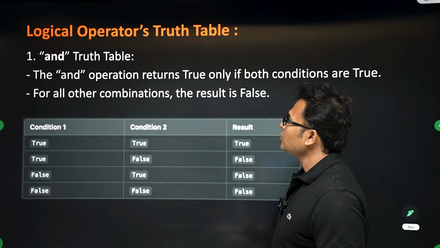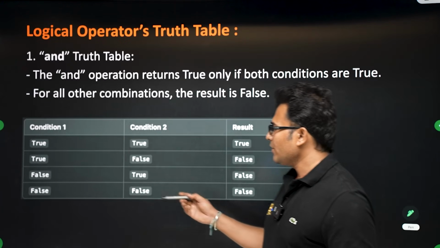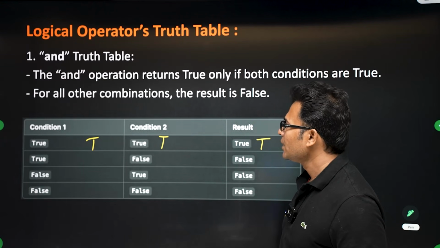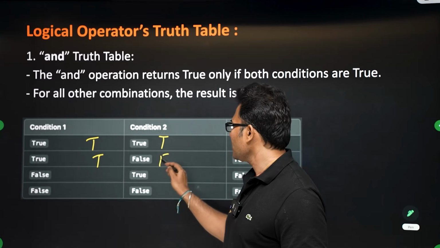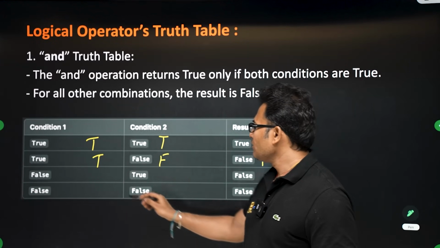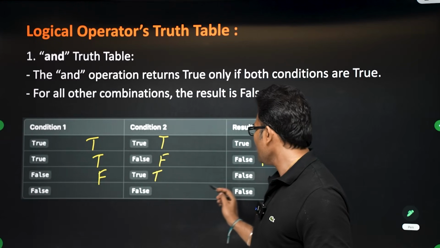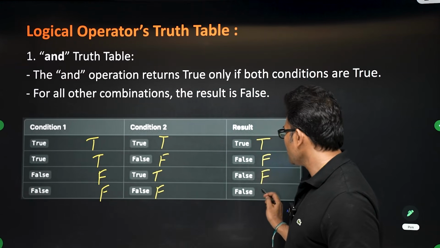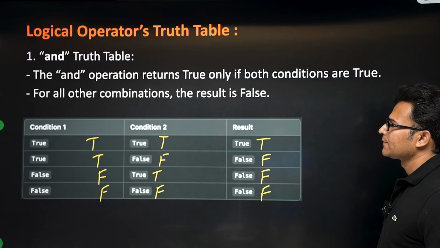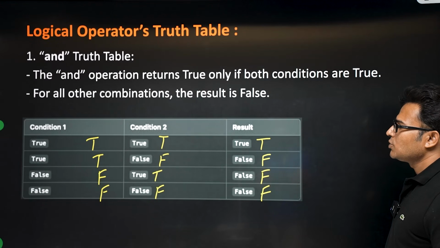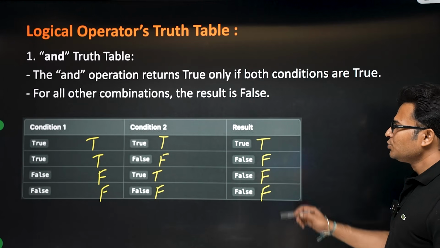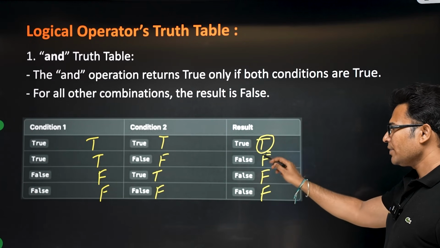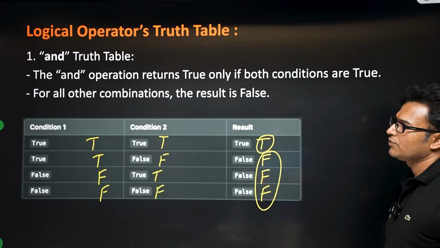For example, if you are talking about the AND truth table, if I take true, true, and apply AND, I am going to get true. If I take true, false, and apply AND, I am going to get false. If I take false, true, and apply AND, it gives me false. If I take false, false, and apply AND, it gives me false. So what does it mean? AND gives true value only when both the operands are true, and it gives false value for all the other cases.